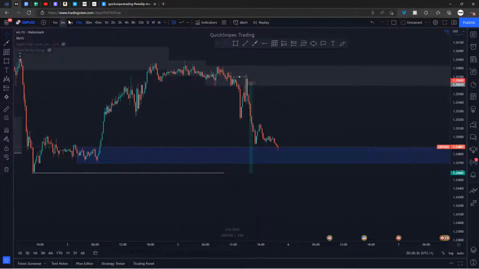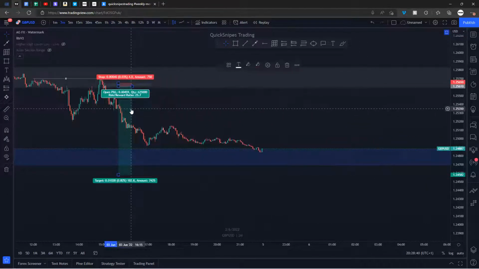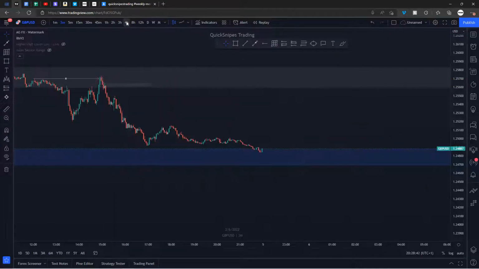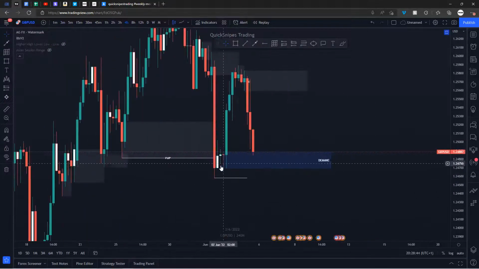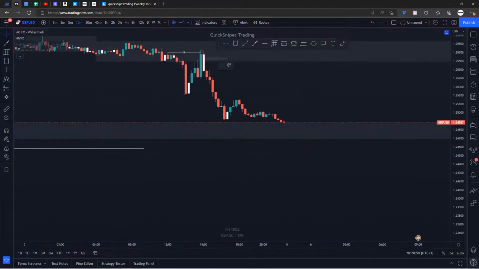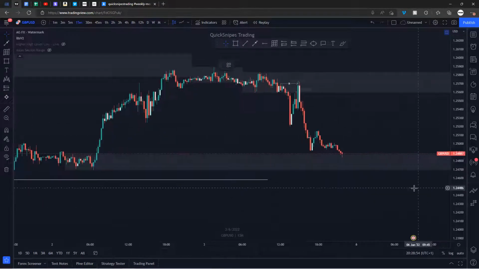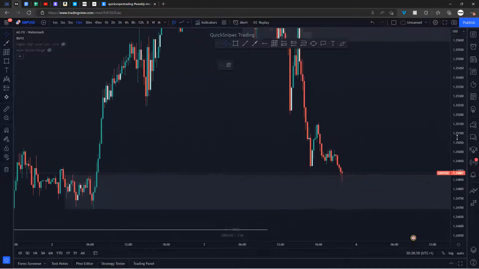Yeah, 25.7R, which is amazing. But right now, because we are in that 4-hour kind of demand zone, I do want to be looking for potential buys, because otherwise we have to wait for price to get all the way up here. And what if it doesn't break demand? Then we would have missed out on the demand trade. There's so much that you need to take into consideration.